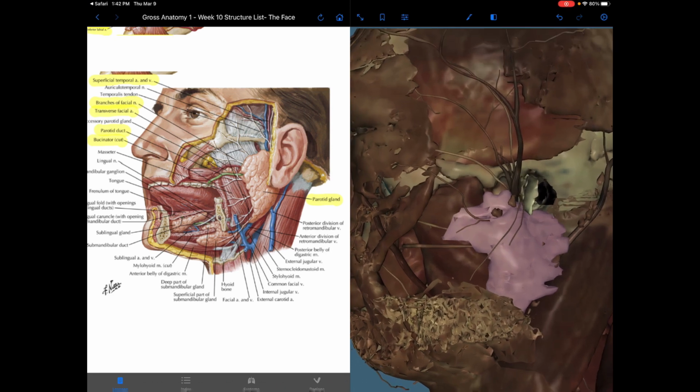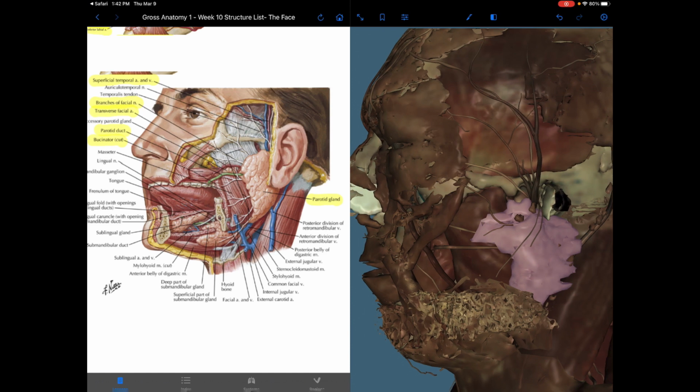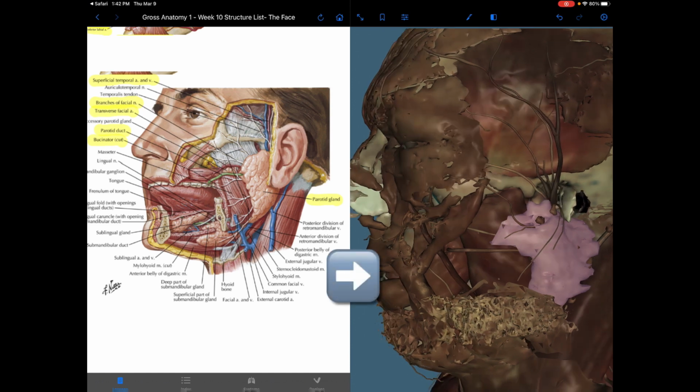Now, the parotid duct, which is that structure over there, originates from the anterior part of the gland, and it passes anteriorly and superficial to the masseter and inferior to the zygomatic arch. At the anterior border of the masseter, it turns medially and pierces the buccal fat and the buccinator, and then it opens into the vestibule of the oral cavity.